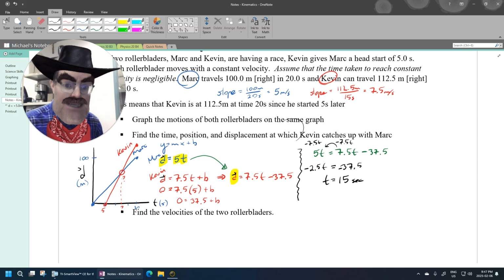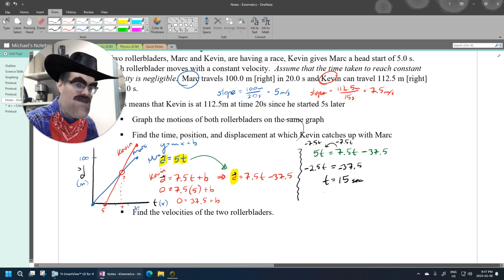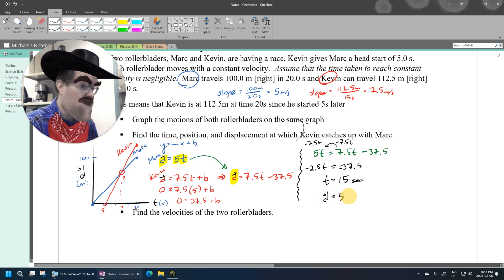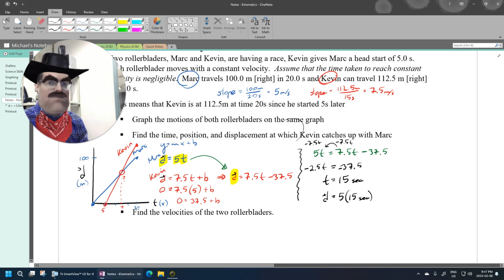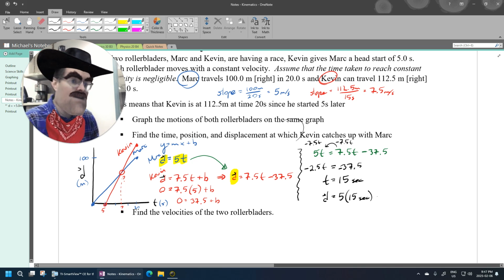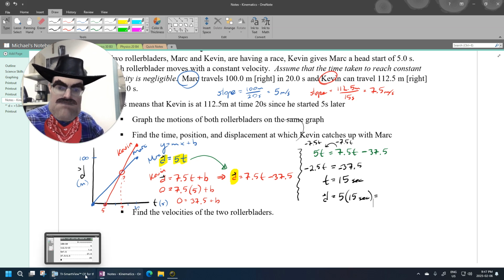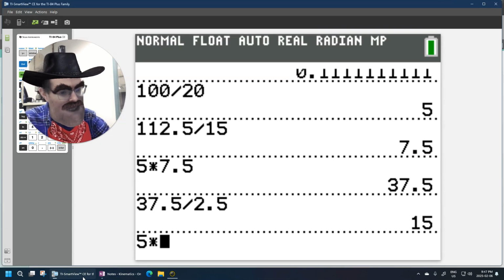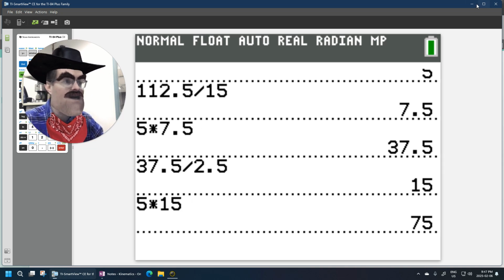15 seems like a really nice answer. It kind of works within the picture I drew. So this looks relatively good. So I'm going to find the D now. I'm going to put this back into Mark's equation, which says 5 times t. Because really, that's how fast he's going. He's traveling 5 meters per second for 15 seconds. And when I put those together, I'm going to get 75. You just double check. 5 times 15. Enter. You get 75. Yeah.